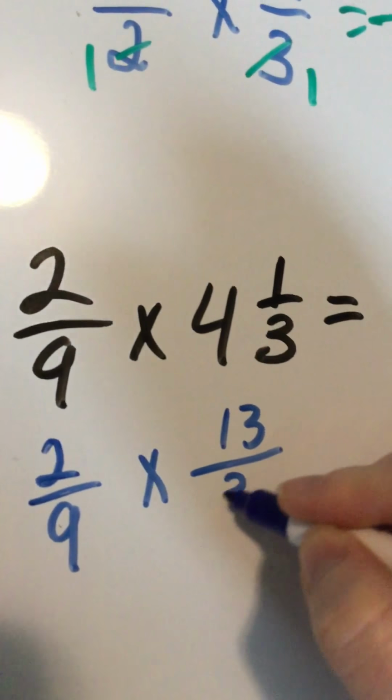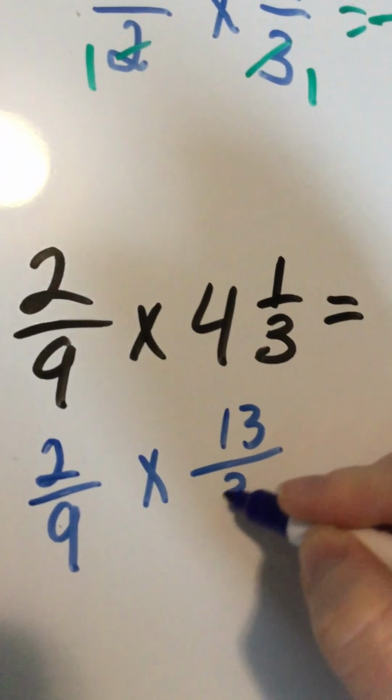We can cancel our 5s. 5 divided by 5 would be our 1. Okay? So now we multiply across. 13 times 1, 13. 1 times 6 is 6.